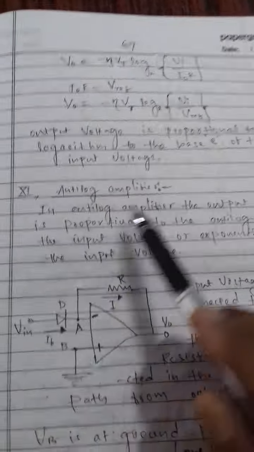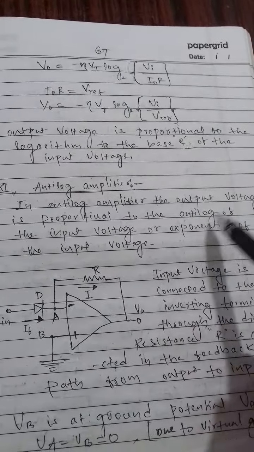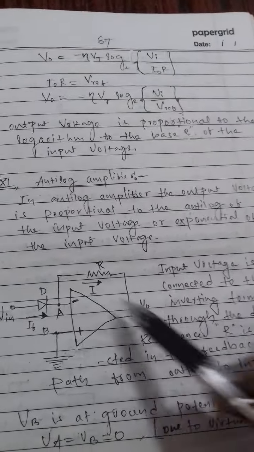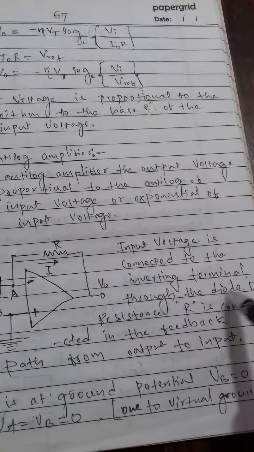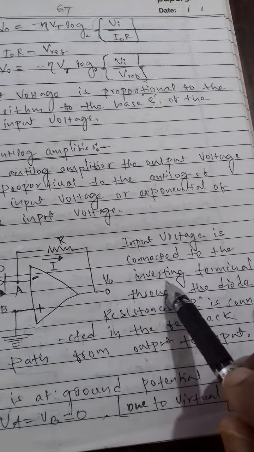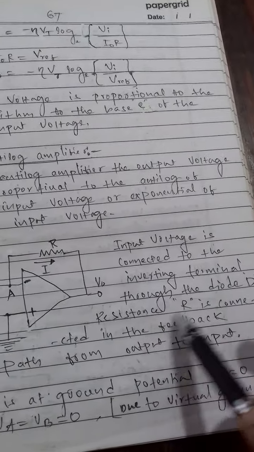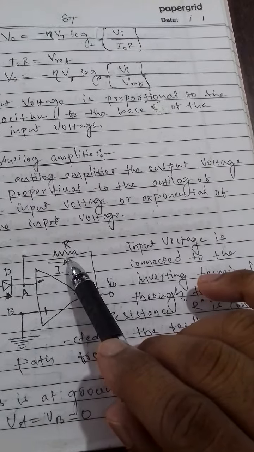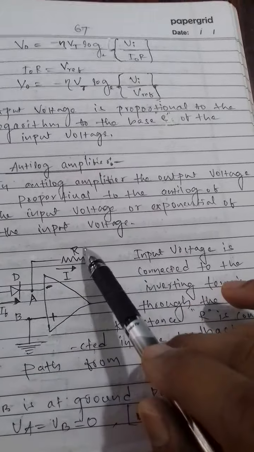This is the anti-log amplifier. In anti-log amplifiers, the output voltage is proportional to the anti-log of the input voltage, or exponential of the input voltage. The input voltage is connected to the inverting terminal through the diode D. Resistance R is connected in the feedback path.